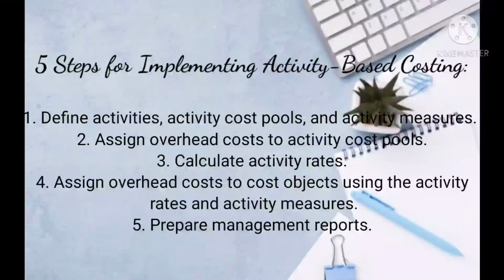The third is calculate activity rates. Next, assign overhead costs to cost objects using the activity rates and activity measures. The fourth step in the implementation of activity-based costing is called second stage allocation. In the second stage allocation, activity rates are used to apply overhead costs to products and customers.